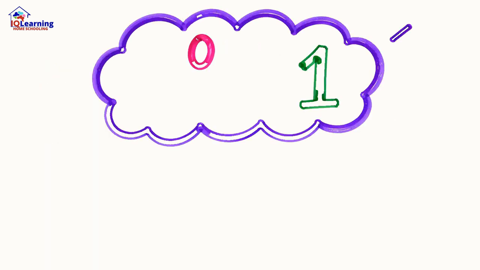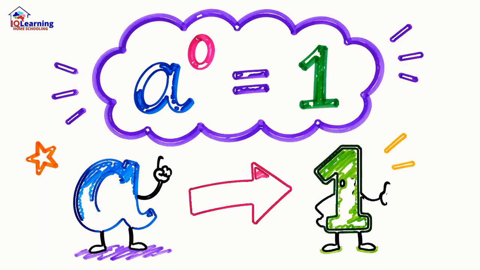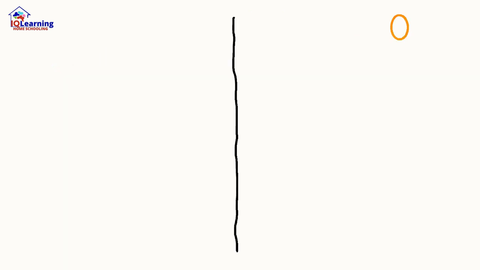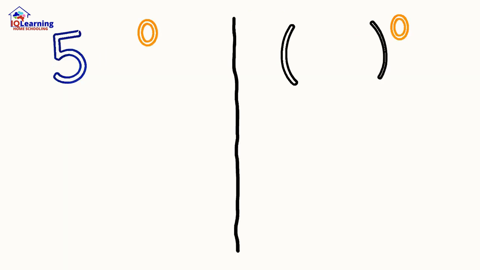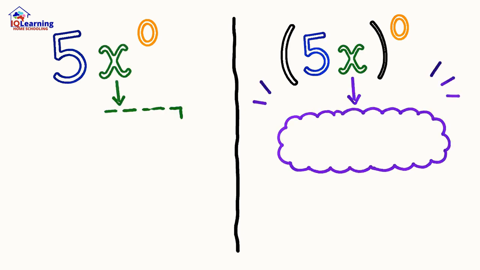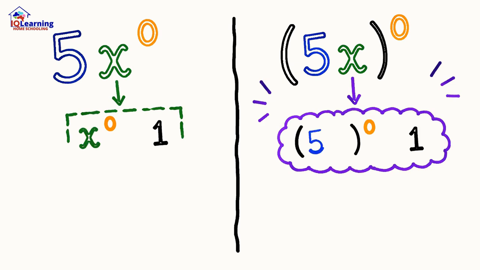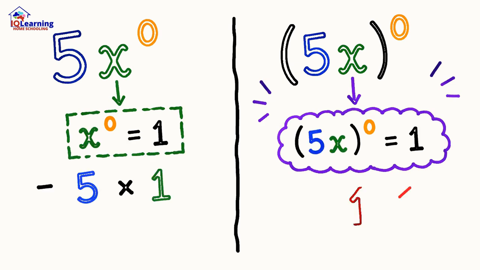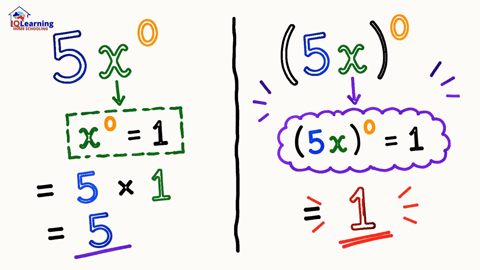And the zero index? Anything to the power of 0 is 1. But be careful. In the expression 5x to the 0, only the x becomes 1. So the answer is 5 times 1, which is 5. But if you see parentheses, like (5x) to the 0, the entire bracket becomes 1. The placement of that 0 is everything.